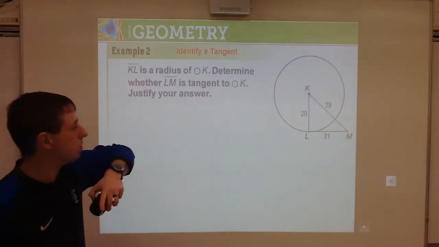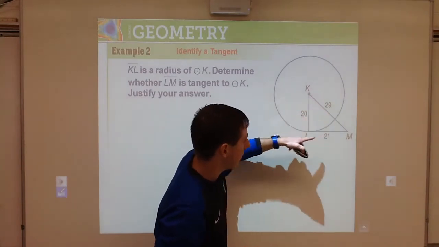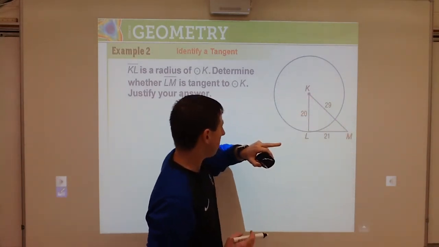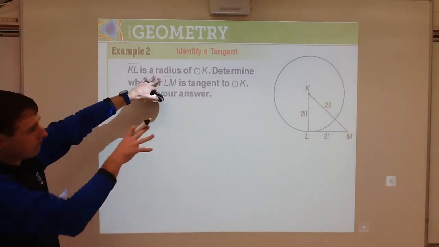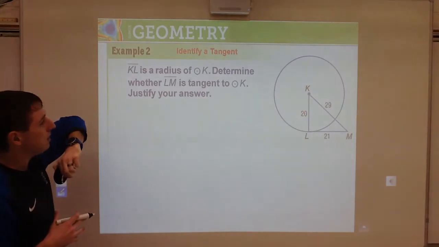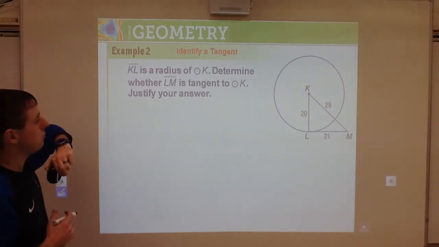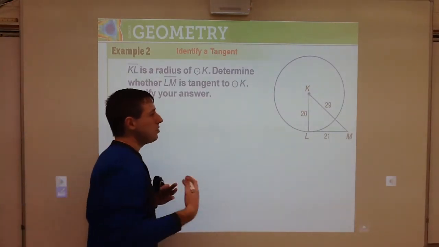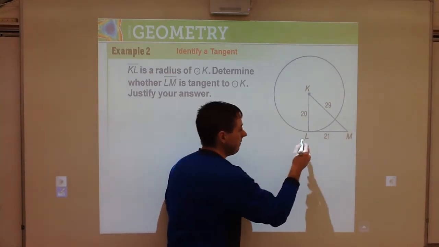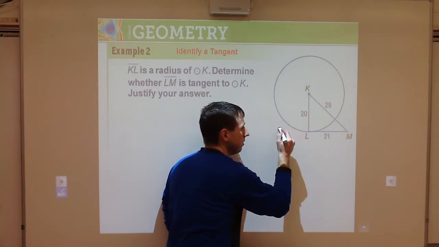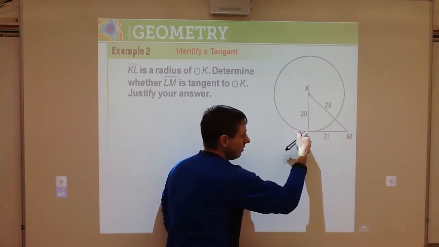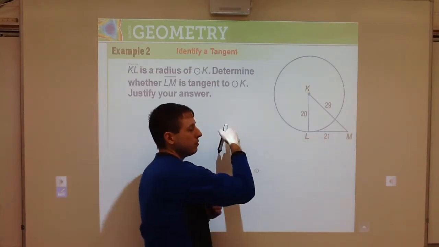Okay, here we go. So this circle right here, they gave us this weird little design of a circle with a triangle kind of on top of it. It says KL is a radius. Determine whether LN is tangent to the circle K. Justify your answer. What they're really asking is, if I extended this line out a little bit farther, would it go inside the circle a little bit and hit it twice? Or is it just going to hit it once and keep going?